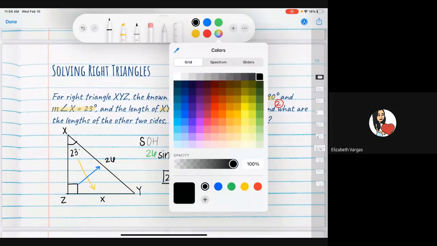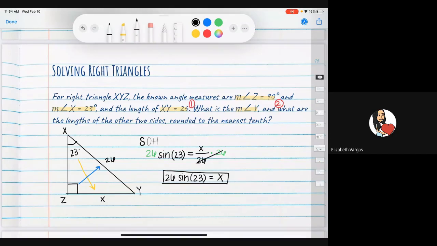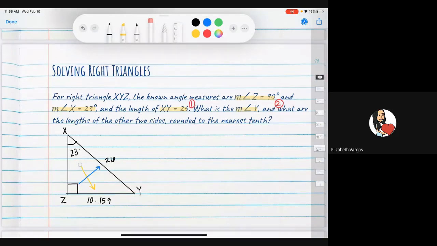But if you want to know approximately how long it is, it is approximately 10.159. Okay, so therefore we found this side length. And so what we want to look for is our last side length to complete this problem. So I'm going to go ahead and do away with this information. And now we're going to look for our other side length. We want to identify what's the best way for us to look for our other side length, which is this one right here.